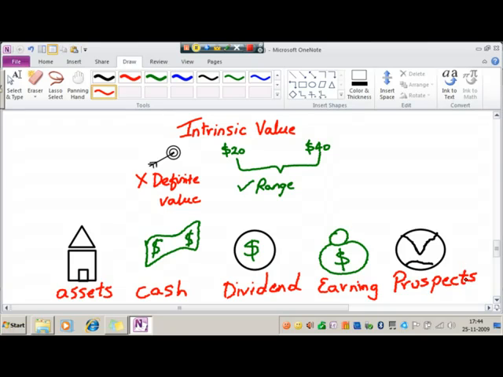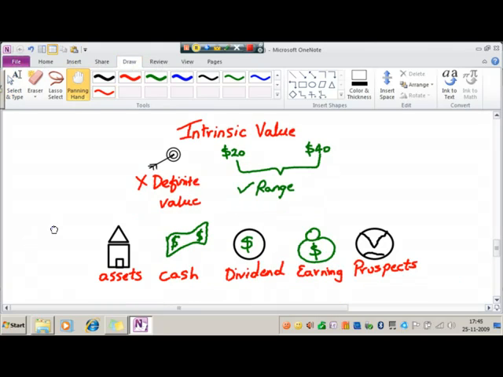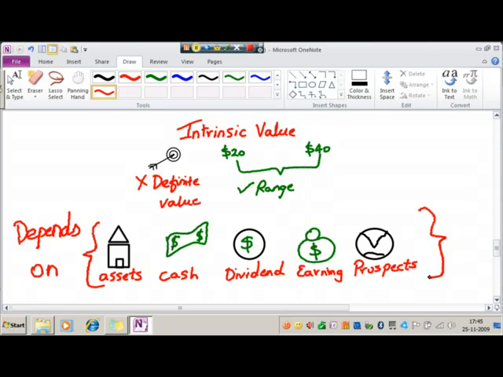So if one summarizes what we've just talked about, intrinsic value is not a definite value, it's a range, and it depends on the assets, the cash, the dividend, the earnings, and the prospects of its products and services.